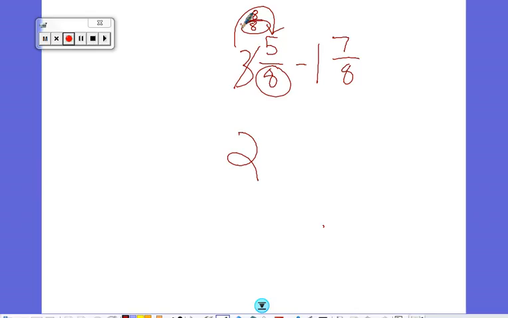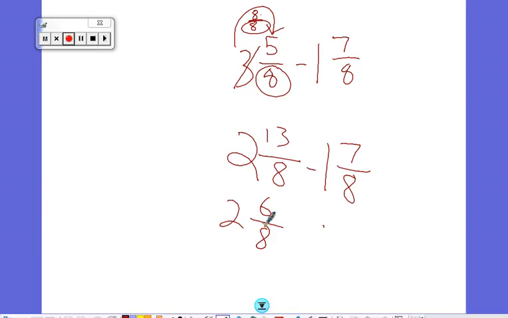So if I add 8 and 5, I get... anyone? 8 plus 5? 13 over 8 minus 1 7/8. And 13 minus 7 is? 6. So I get 2 6/8, which I can reduce. I can divide 6 and 8 by 2.